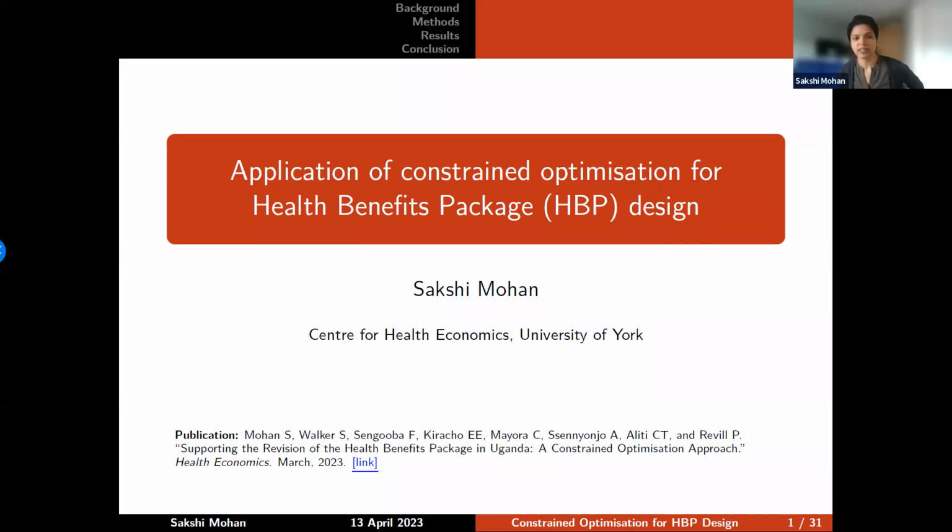I'm Sakshi Mohan. I work as a research fellow at the Center for Health Economics at the University of York. As Simon and Abdullah have already introduced, I'll be speaking about a piece of work demonstrating the application of the constraint optimization framework for health benefits package design. This methodology was used recently by the Ministries of Health of Uganda and Malawi as technical inputs into their service prioritization exercises. The application to Uganda was also recently published in the Health Economics Journal with co-authors from Makerere University and the Ministry of Health Uganda. Two of my co-authors, Simon Walker and Paul Rebel, are both on the call as well. My presentation will focus primarily on the outputs of this paper.